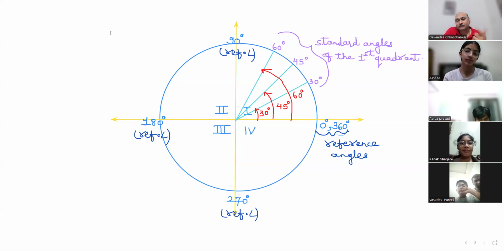75, we can get by adding 30 and 45. So we are not taking 75 as a standard angle. All these three standard angles are unique angles. We will not get any of these by subtracting or adding these angles, right? So that's why they are the standard angles of the first quadrant. Now, how to get standard angles of the second, third, and fourth quadrant?